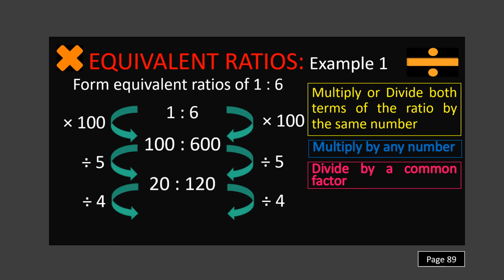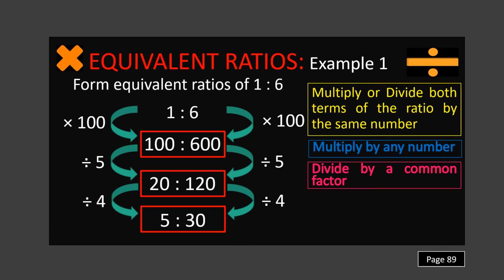Okay. 20 divided by 4 will give you 5. And then 120 divided by 4 will give you 30. So our new ratio is 5:30. Now that we have found some ratios, let's see the equivalent ratios of 1:6. It can be 100 is to 600, 20 is to 120, 5 is to 30.